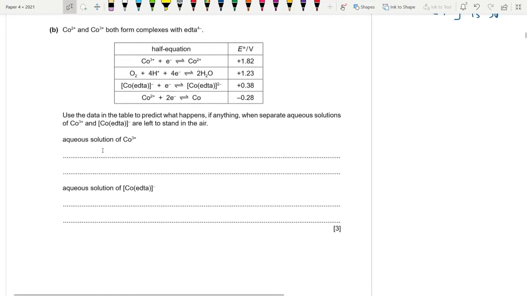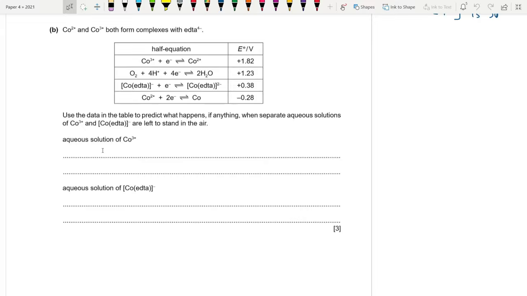Moving on. Cobalt 2 plus and 3 plus both form complexes with ethylenediaminetetraacetic acid. It's EDTA, a hexadentate ligand. Use the data in the table to predict what happens, if anything, when separate aqueous solutions of cobalt 3 plus and cobalt EDTA, a complex of cobalt and EDTA, are left to stand in the air. Okay, so an aqueous solution of cobalt 3 plus. So basically, we're gonna see whether oxidation occurs.